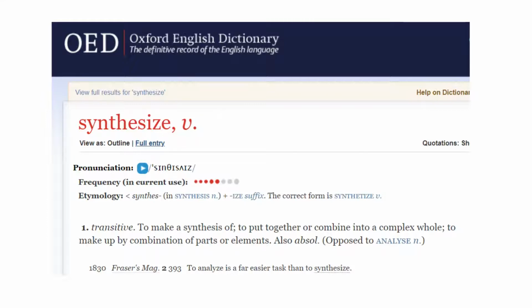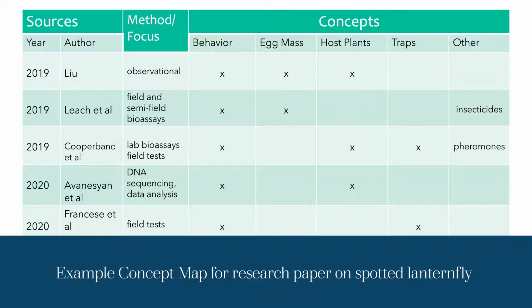One of the best tools to help you with this process is a concept matrix, also referred to as a synthesis matrix. This is a spreadsheet or table to help you organize and map out how you will use each of your sources. It is recommended that you use a process such as this to help you synthesize your sources. And here is an example of a concept matrix.